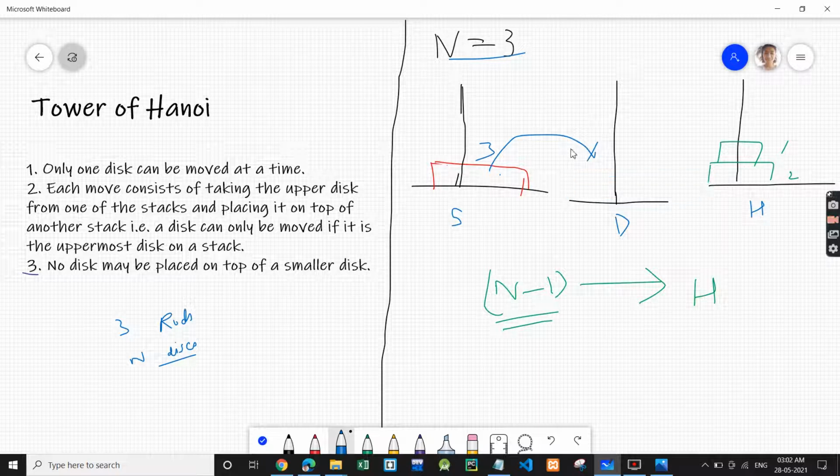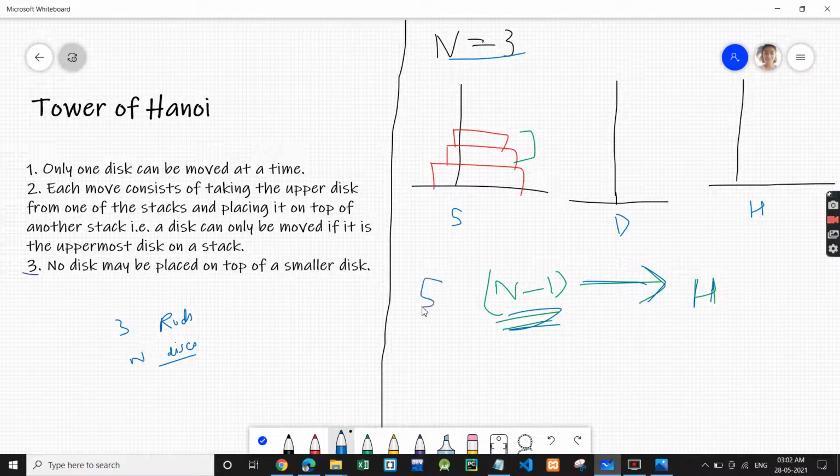This we can do. So basically our aim is that firstly we need to move n minus 1 disks to the helper. That means from source to helper we need to move n minus 1 disks using the destination rod as a helper. Basically now in this case, the helper rod will act as your destination, and the destination rod will be your helper. So this is the first step.